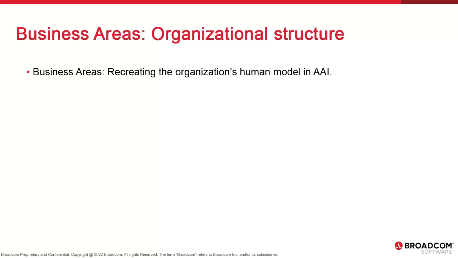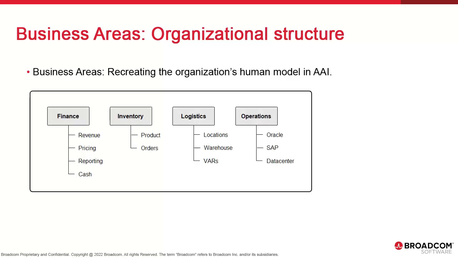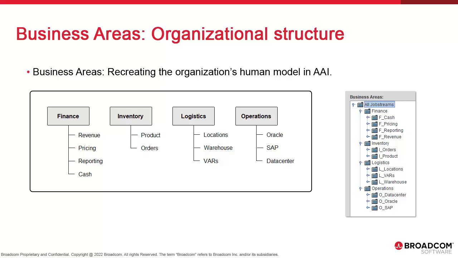Let's take a simple example. We have an organization with 4 groups who generate certain volumes of batch processing: finance, inventory, logistics, and operations. We create business areas in AI to match those teams and then assign the job streams to those areas. It's also possible to create multiple levels and subcategories for granularity. Under the finance area, we can create additional areas for revenue management, price calculations, accounting and financial reporting, and cash management. We can then assign the appropriate job streams to the relevant subcategories.